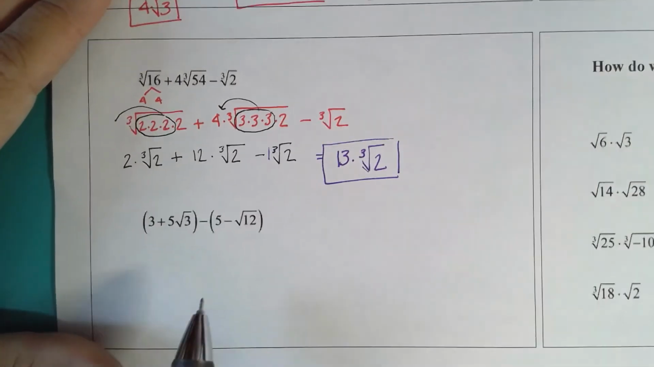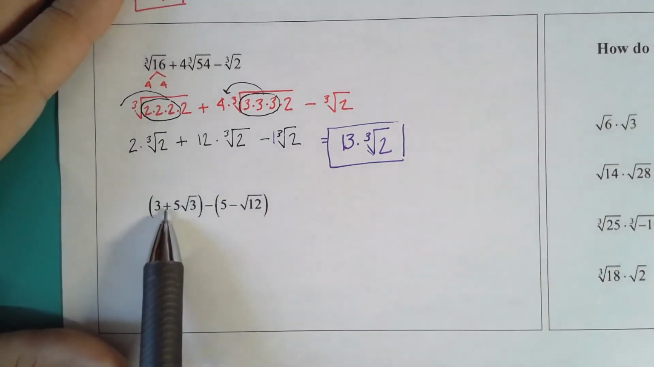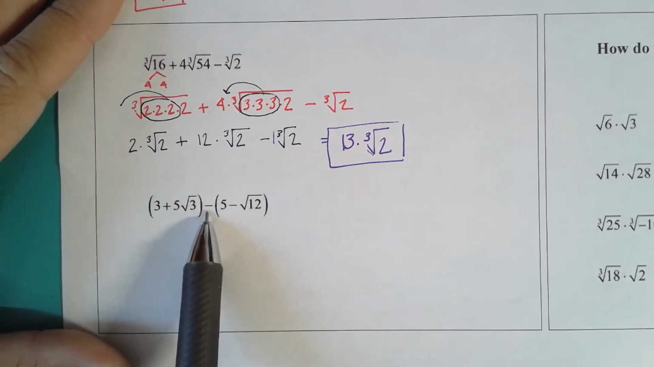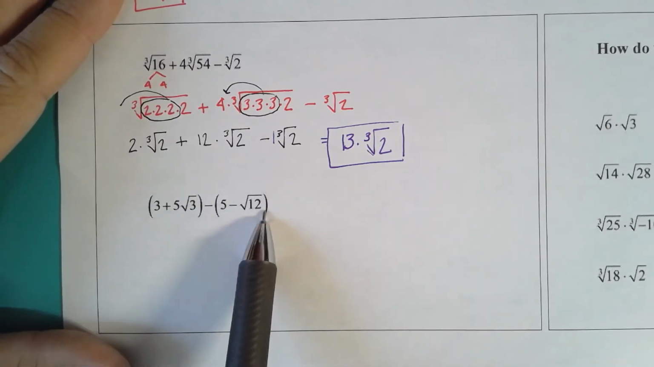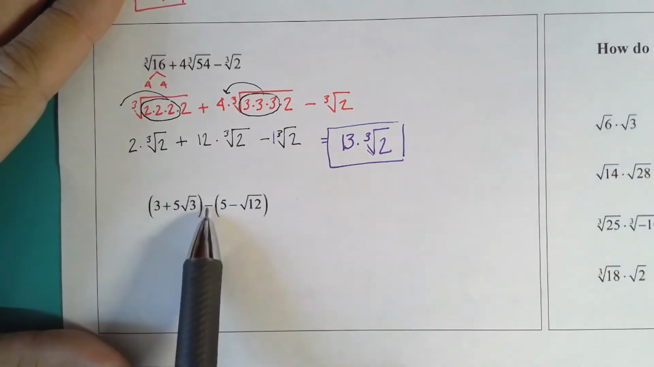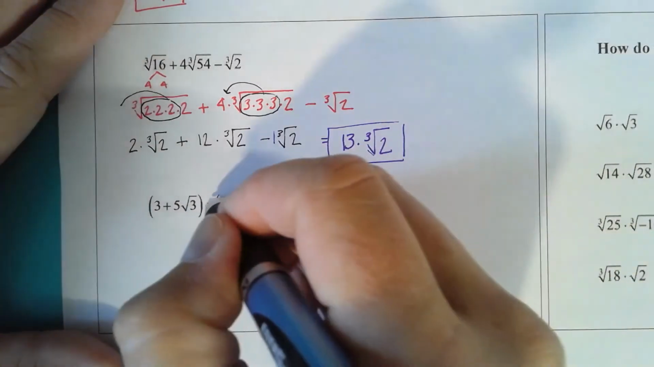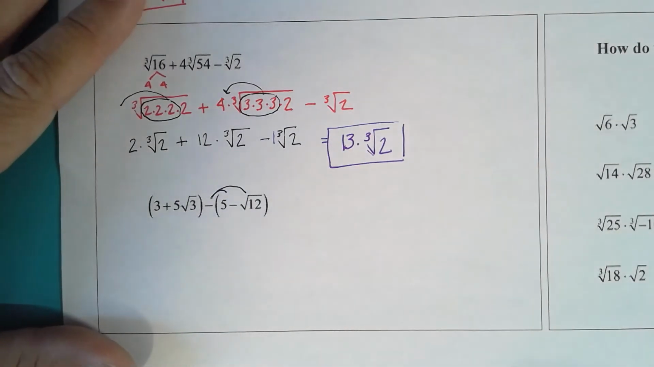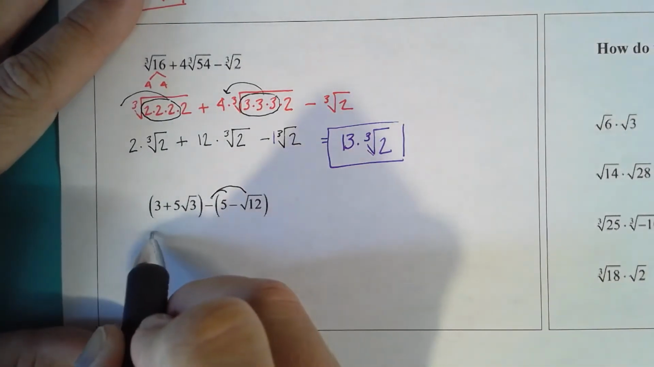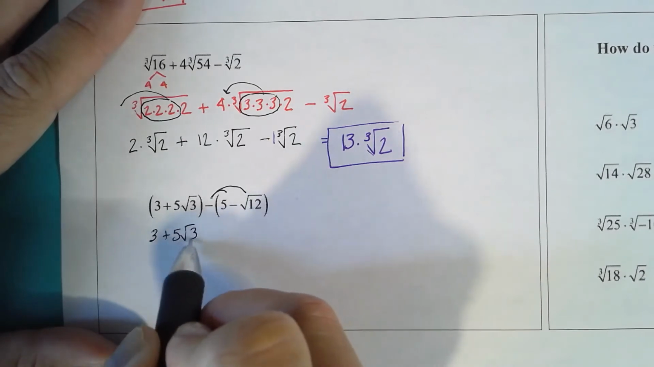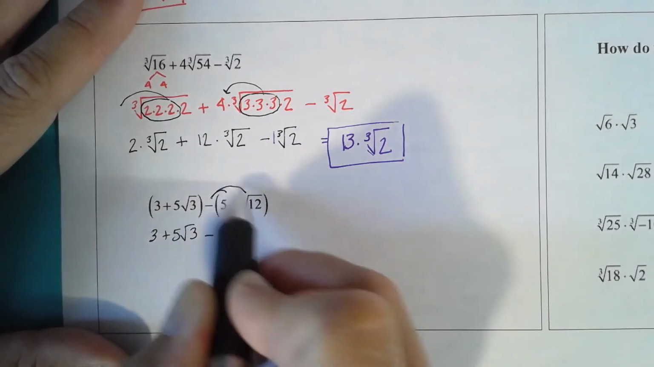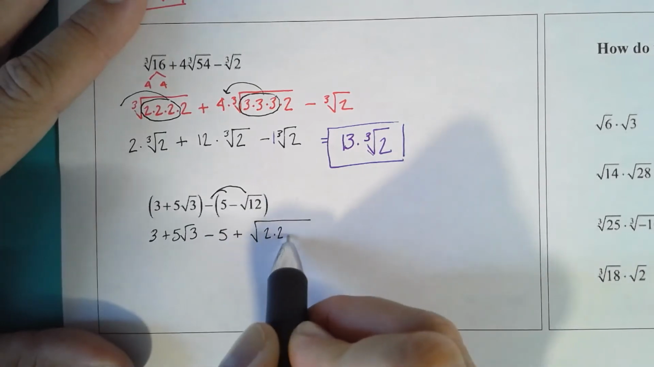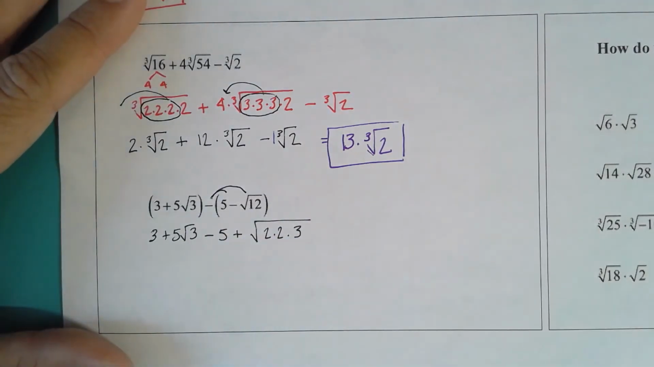Now on this next one, we've got 3 plus 5 radical 3, in parentheses, minus 5 minus radical 12. So we know if we're going to subtract, that means we need to subtract everything in there. So we're going to distribute that negative, and I'm going to break out that 12. So I have 3 plus 5 radical 3 minus 5 plus, and then that 12 is going to break into 2 times 2 times 3.